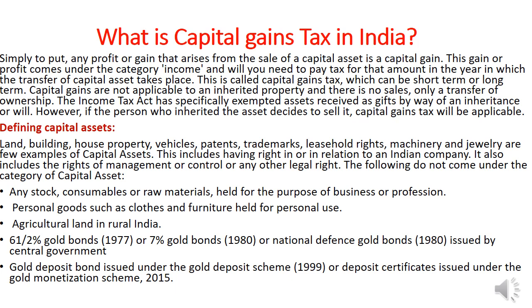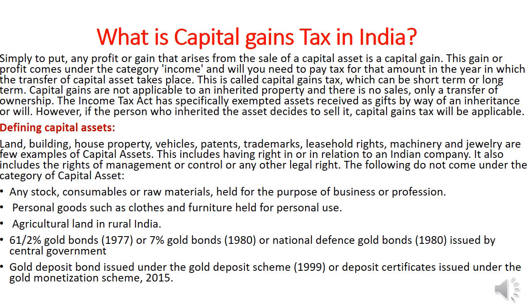Coming to the defining of capital assets. Any land, building, house property, vehicles, patents, trademarks, leasehold rights, machinery and jewelry are a few examples of capital assets. We all know. This includes rights in or in relation to an Indian company. So all these capital assets, whether they are in India or in relation to an Indian company, are capital assets which attract capital gains tax in India. It also includes the rights of management or control or any other legal right.